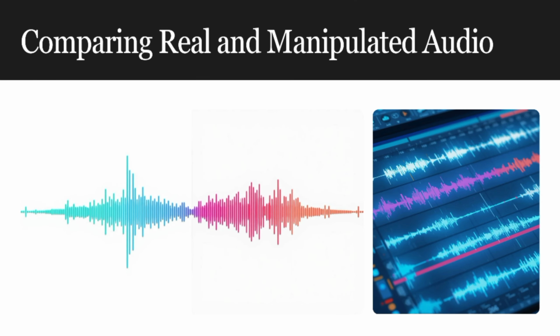Comparing real and manipulated audio. One effective way to spot manipulation is by comparing real and altered audio samples. Authentic recordings usually include background noise, slight imperfections, and natural variation. Manipulated audio often sounds too clean, too smooth, or unusually consistent.